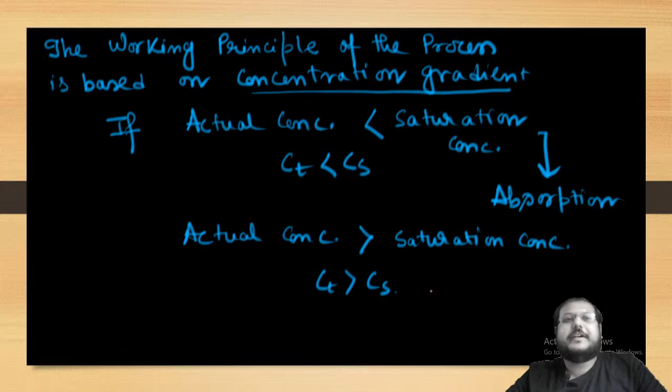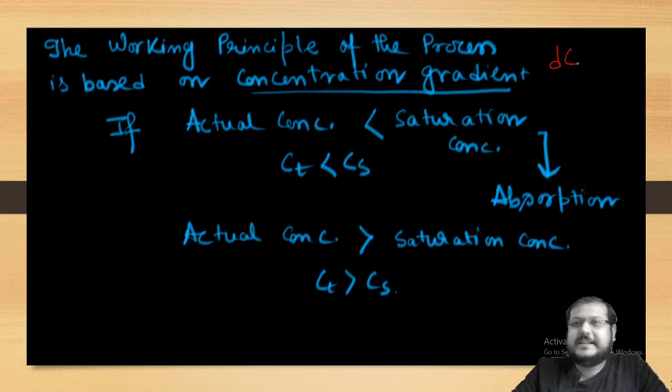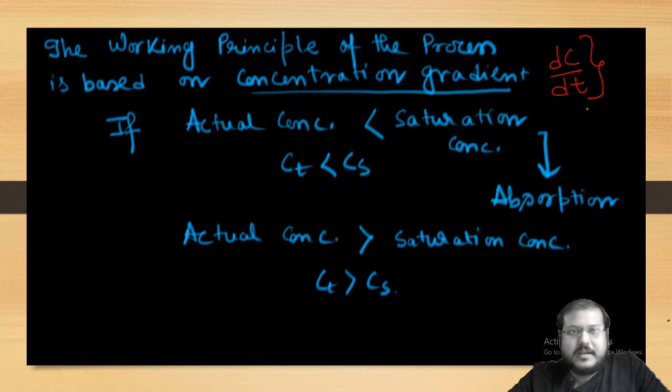The working principle of this process is nothing but concentration gradient, dC/dt. Concentration gradient means dC/dt, the rate of change of concentration with time. If the actual concentration is less than the saturation concentration, then absorption will occur. And if the actual concentration is more than the saturation concentration, then desorption will occur.